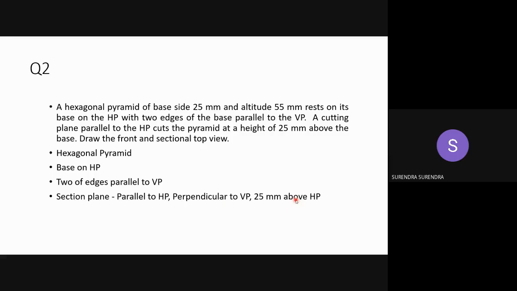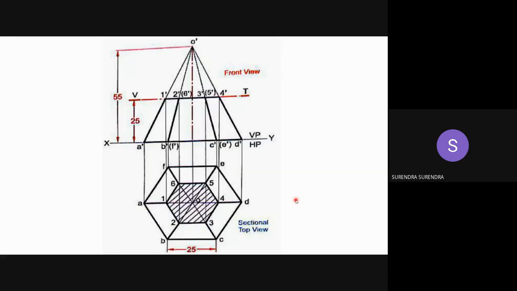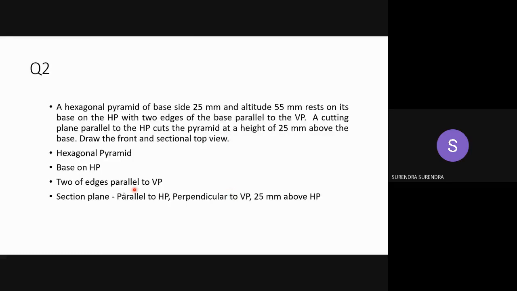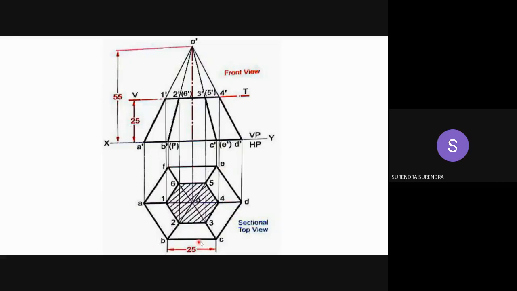Now, this is how it looks. I'm not explaining the step-by-step process. Why? Because these two problems are of the same condition. Both are pyramids, section plane at the same distance. The only variation is that the previous one is a pentagon and this one is a hexagon. So they follow the same sequence of steps. First, draw the hexagon with two of the base edges parallel to VP, in top view, and then draw the projections to front view, and complete its front view shape.